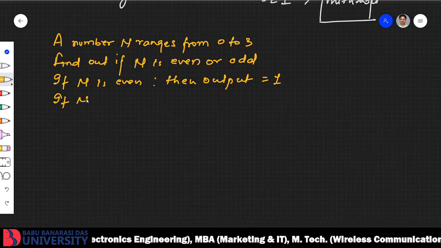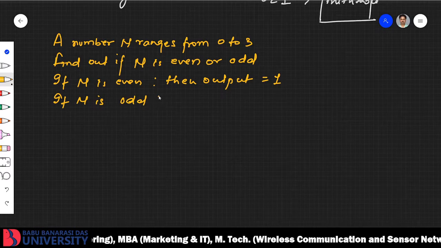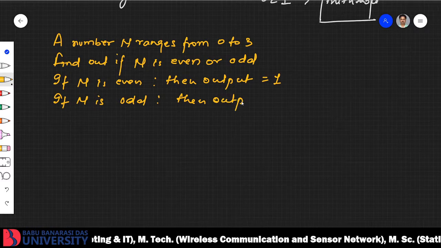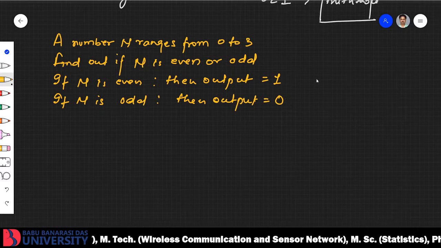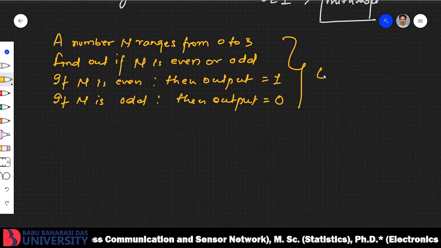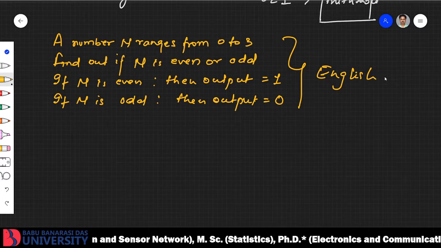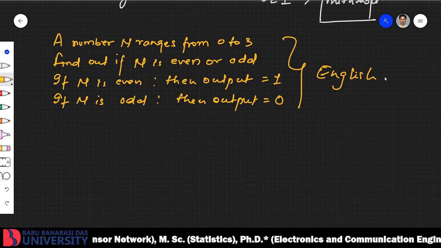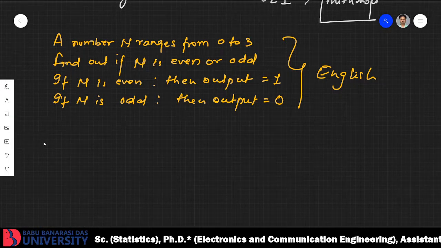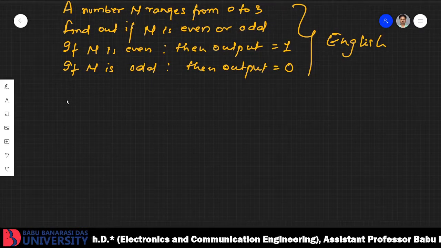If n is odd, then output is equal to 0. So this is our real world problem. This is in English, and it needs to be converted into the digital form with the use of a truth table. Okay. So let's formulate this into the digital domain.